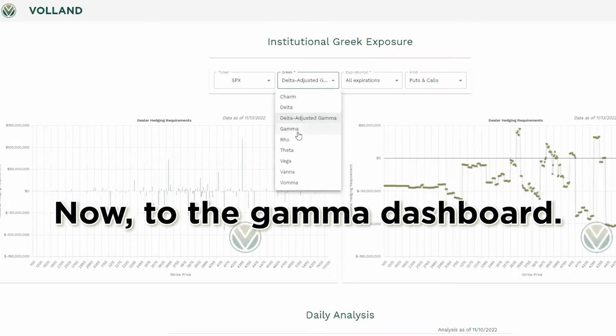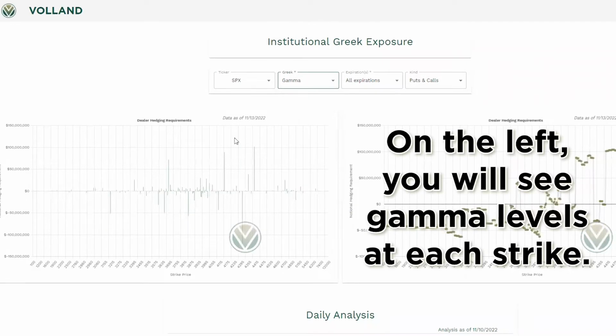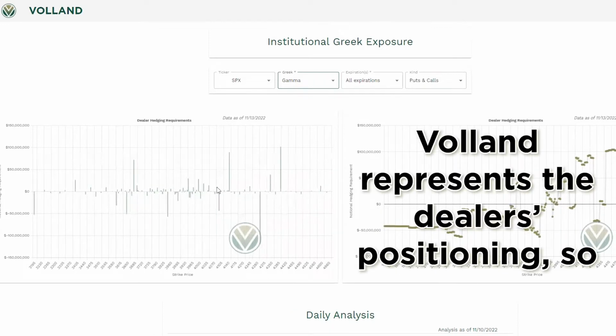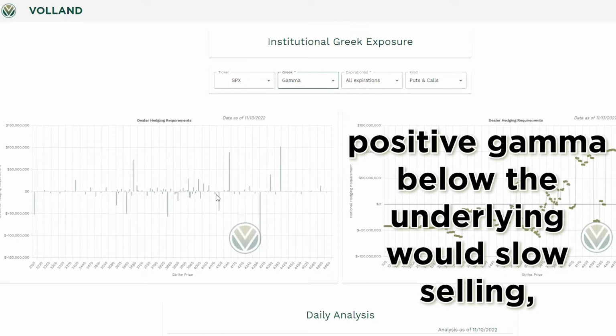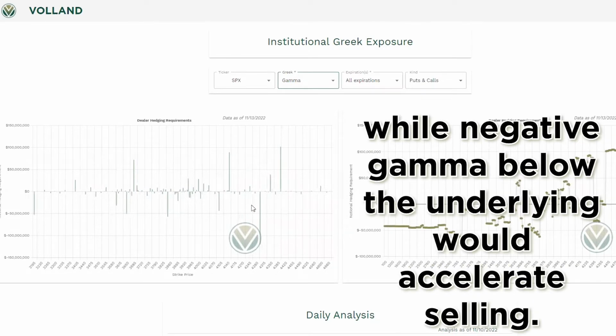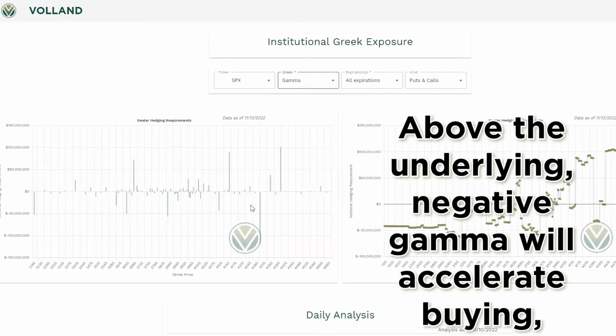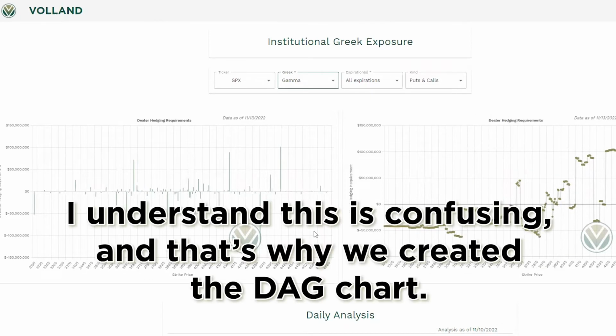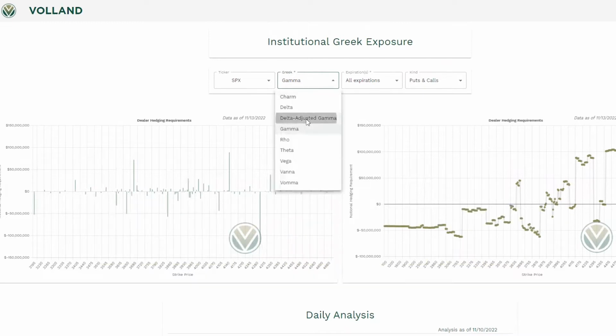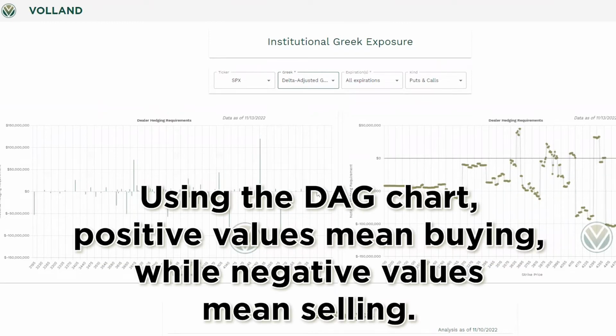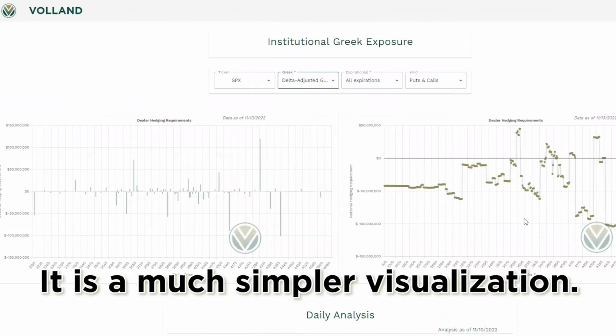Now to the gamma dashboard. On the left, you will see gamma levels at each strike. Volland represents the dealer's positioning, so positive gamma below the underlying would slow selling, while negative gamma below the underlying would accelerate selling. Above the underlying, negative gamma will accelerate buying, while positive gamma will slow it. I understand this is confusing, and that's why we created the DAG chart. Using the DAG chart, positive values mean buying, while negative values mean selling. It is a much simpler visualization.